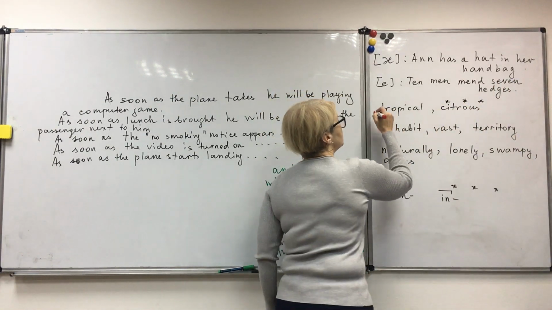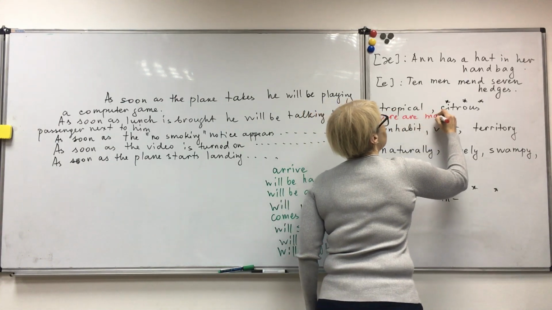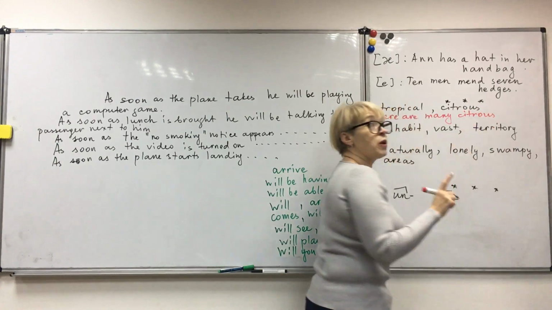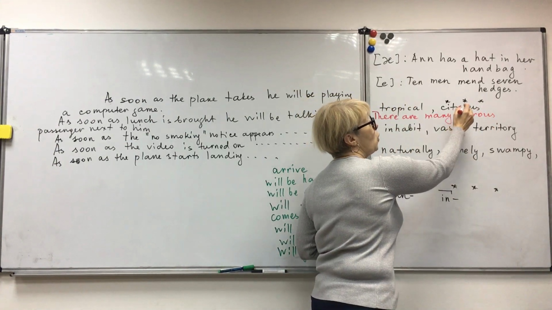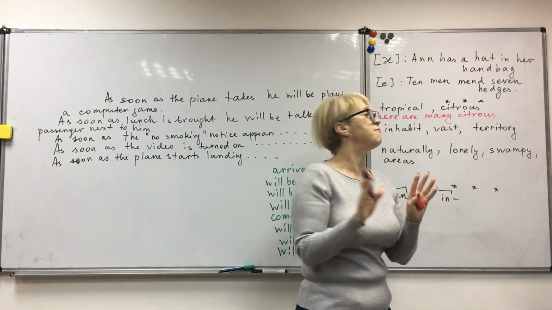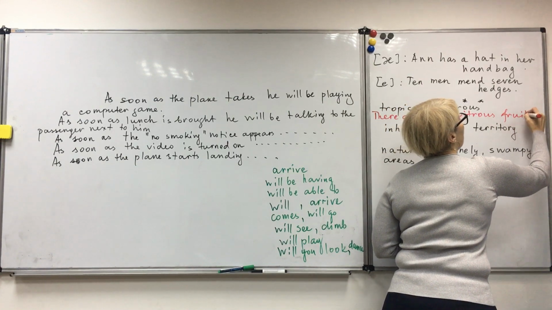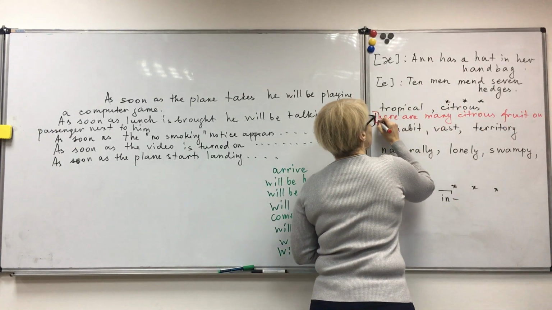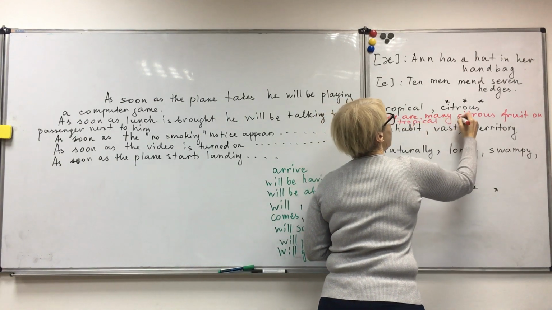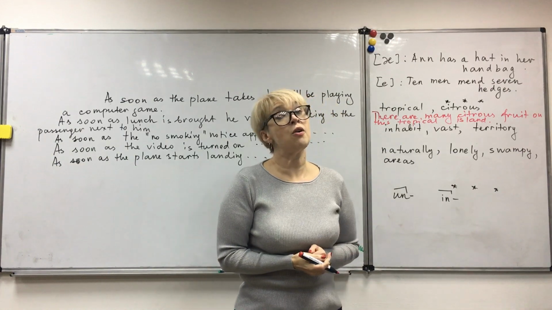My dear, there are many citrus. Mind the word citrus. You can write it with OU, or you can simply write the letter O. It'll be quite enough. There are many citrus fruits on this tropical island. But of course, you can have your own version.